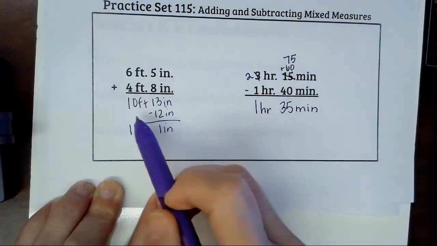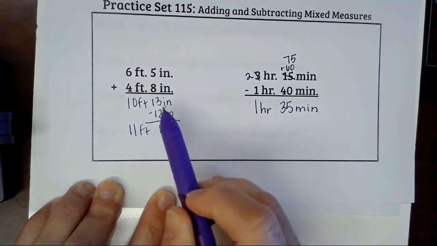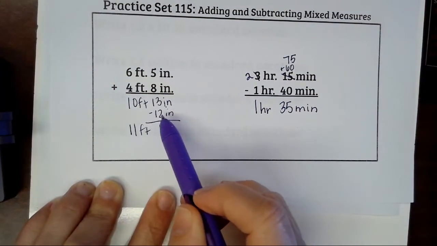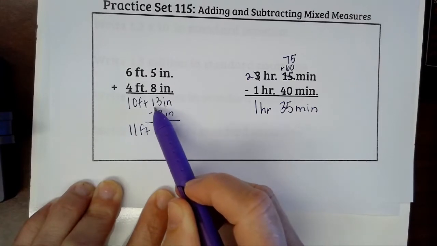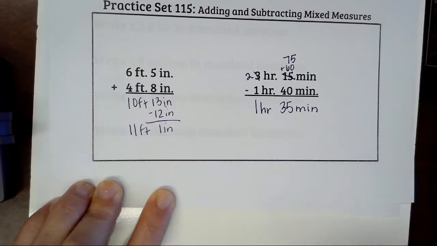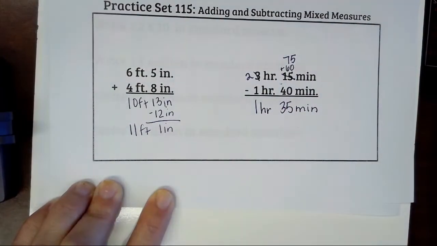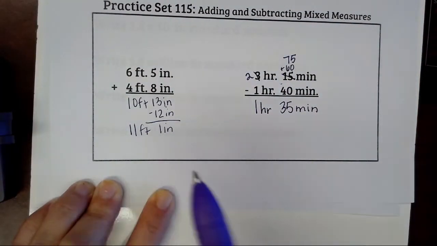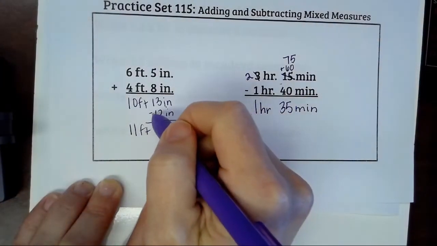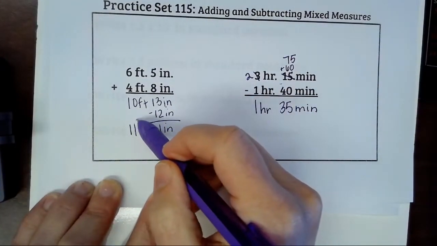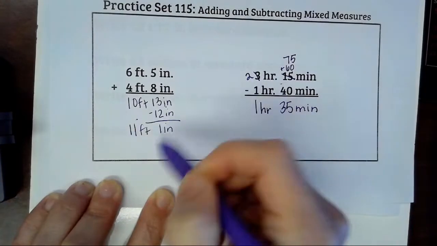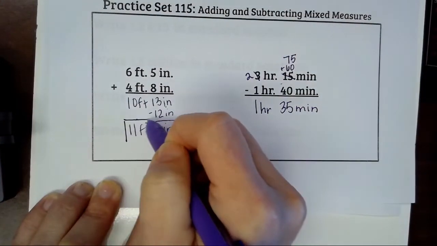So 10 feet plus 13 inches, that's where we start, but then there's a second step. Because this exceeds 12 inches, that means there's a whole foot in that inches. We need to get the foot out and put it in the foot column. So by doing that, we have to take out 12 inches and add it over here to the foot side. So that gives us our answer: 11 feet 1 inch.